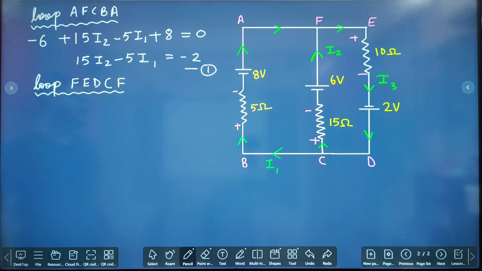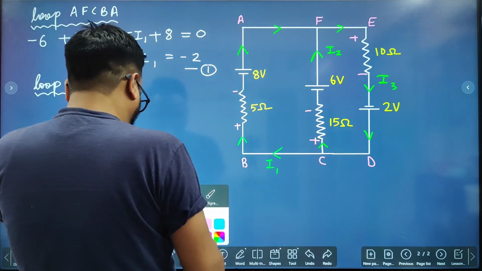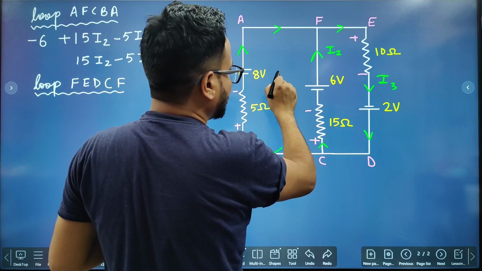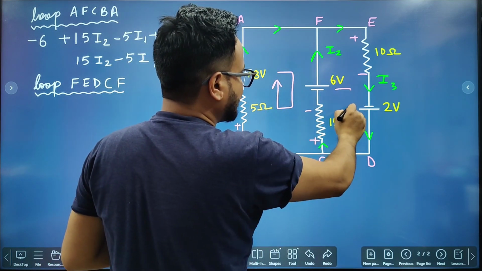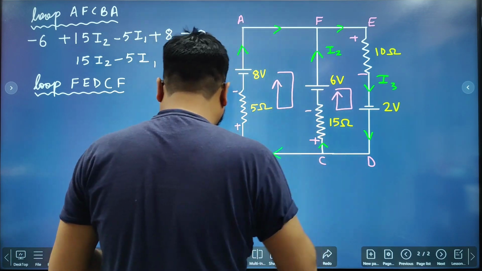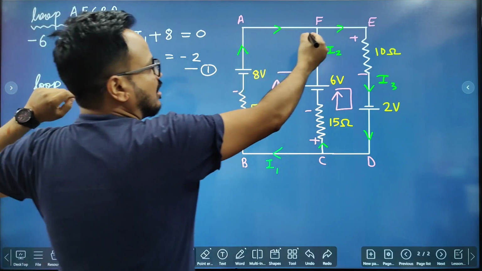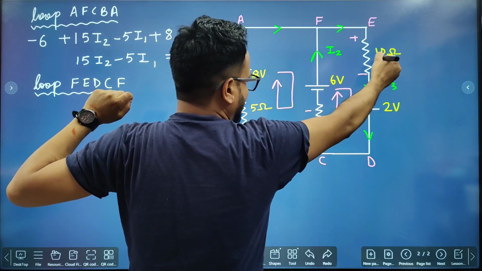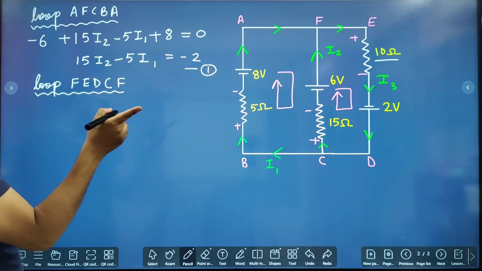Loop FEDCF. Starting from F, the direction of traversal was this in this case, and now in this loop we are taking the direction of traversal again as this. So starting from F, going in this direction, the first component is this resistance of 10 ohm and the current in that branch is I3.